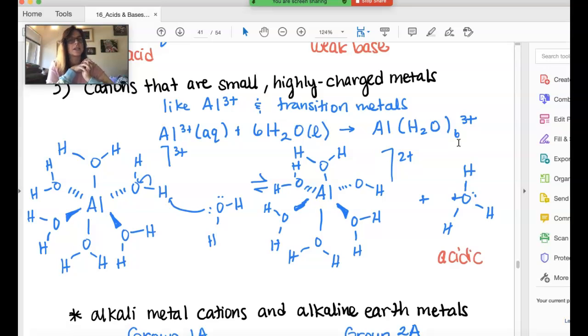So all you need to know if you're taking my class, second semester general chemistry, is that small, highly charged metal cations will actually make the solution a little bit more acidic. And what I mean by small, highly charged metals, I'm thinking about aluminum 3+ or any of those transition metals in that d block. Right?